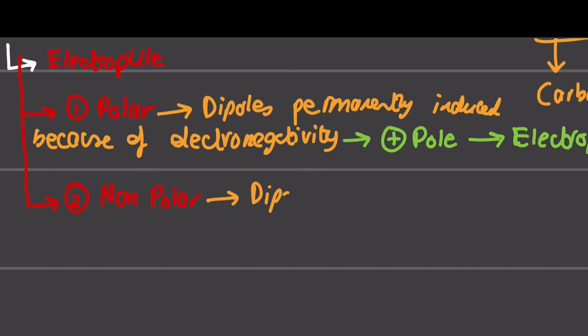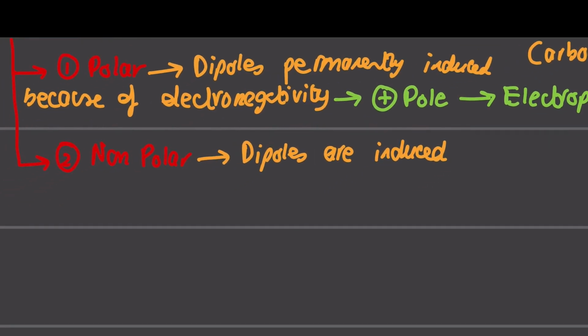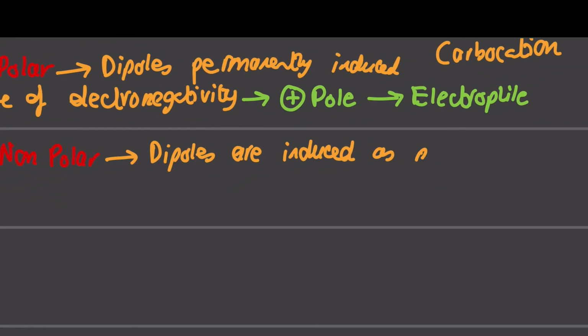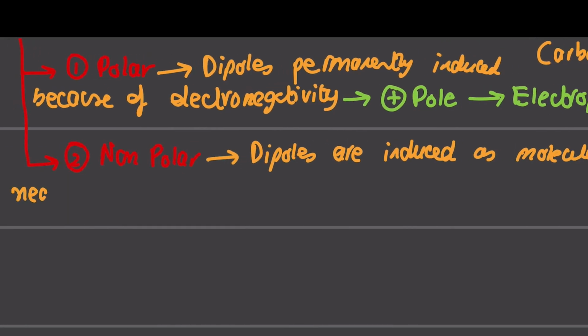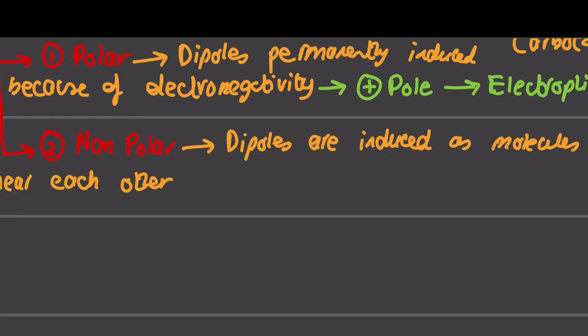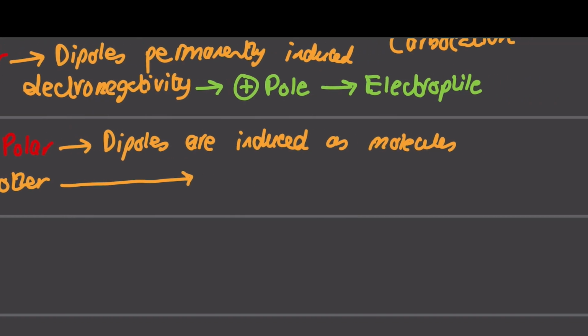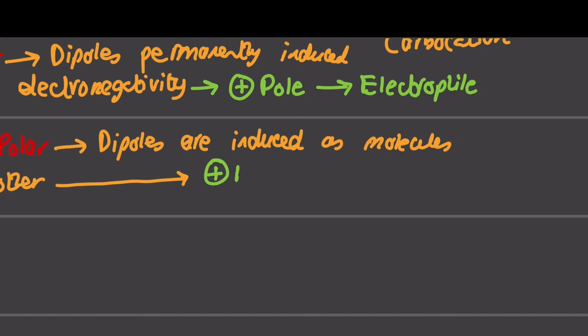Okay, so dipoles are induced. Dipoles are not just present like that, dipoles have to be induced. Okay, so dipoles are induced as molecules come near each other. And in this case guys, the same thing is happening, that the positive end becomes the electrophile.